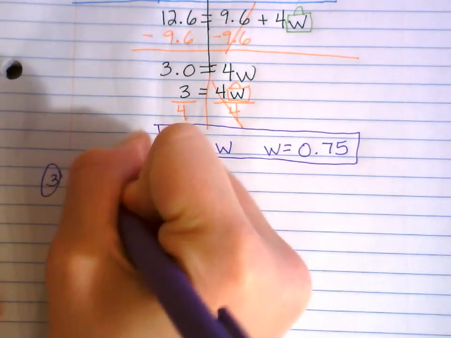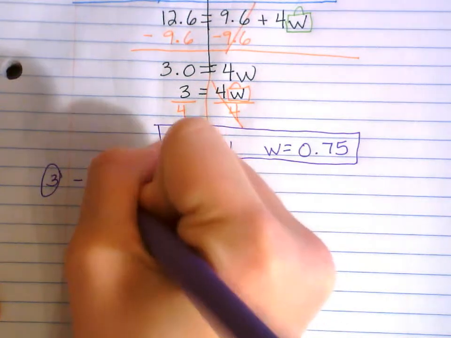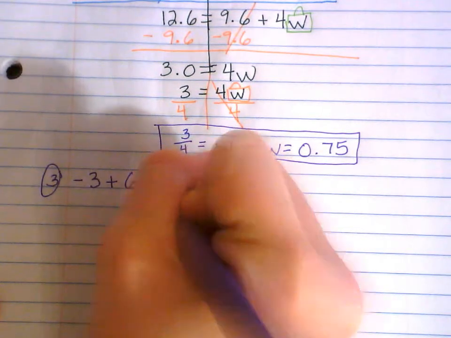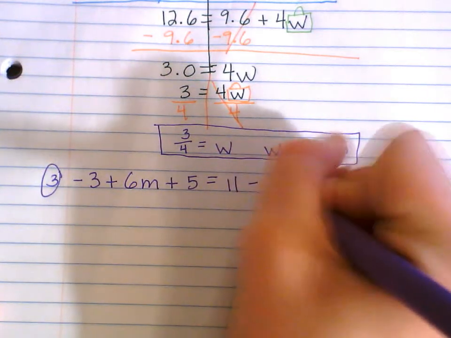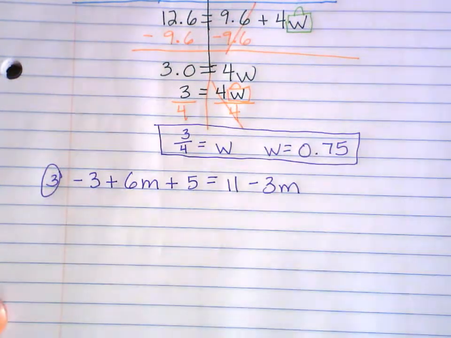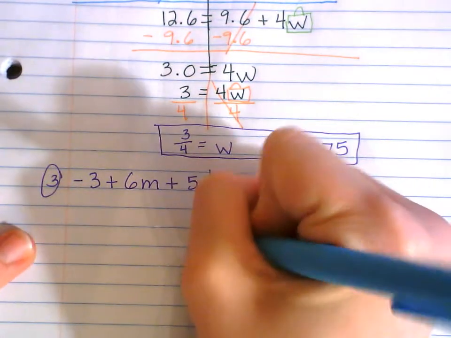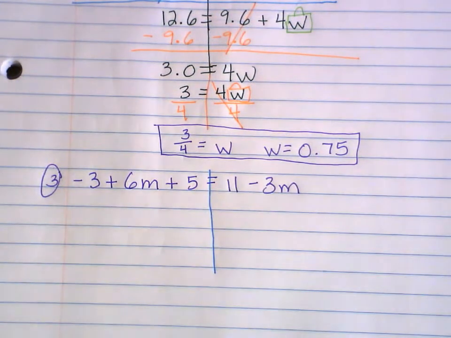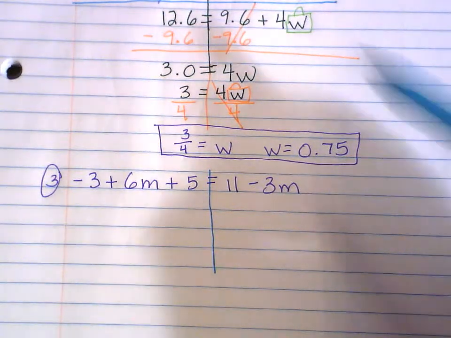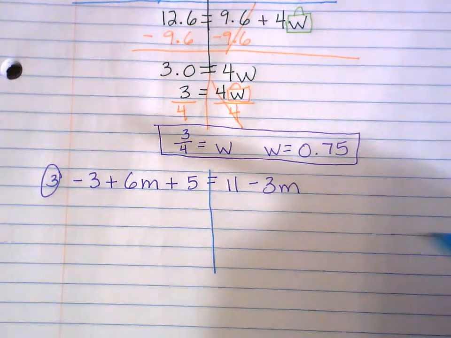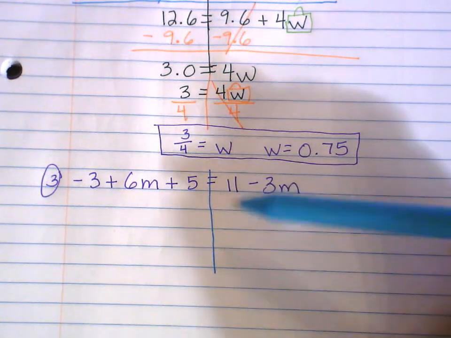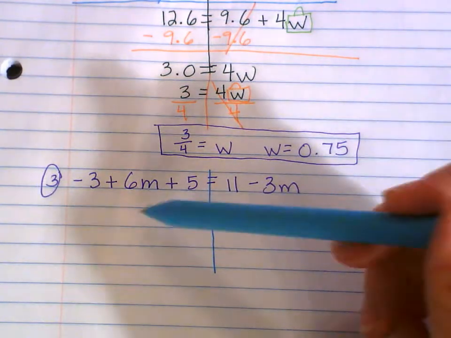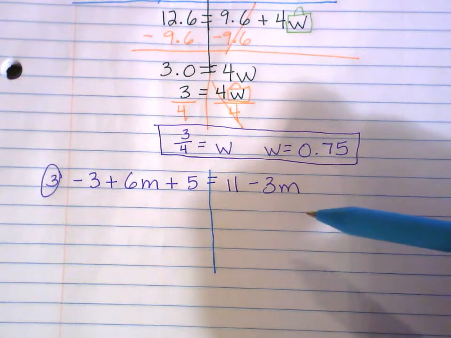So negative 3 plus 6m plus 5 equals 11 minus 3m. Immediately draw the line down the equal sign. That separates your equation, because equations have to have equal signs. Equation, equal sign. That separates your equation into two expressions. Expressions don't have equal signs.